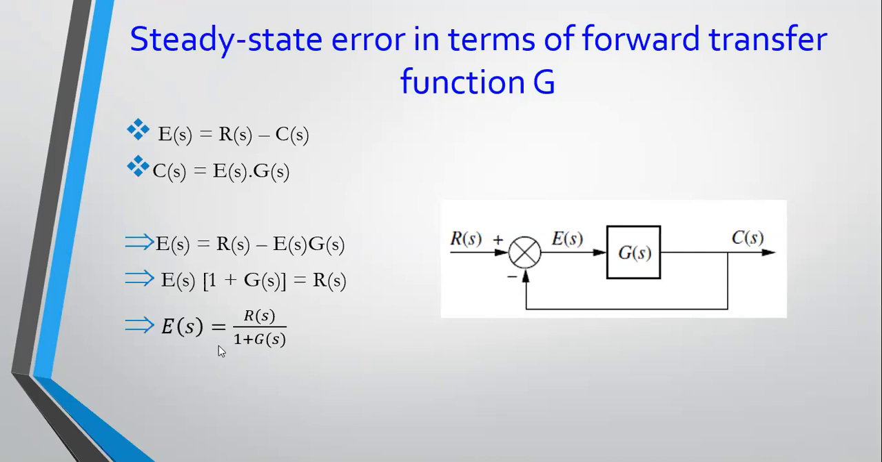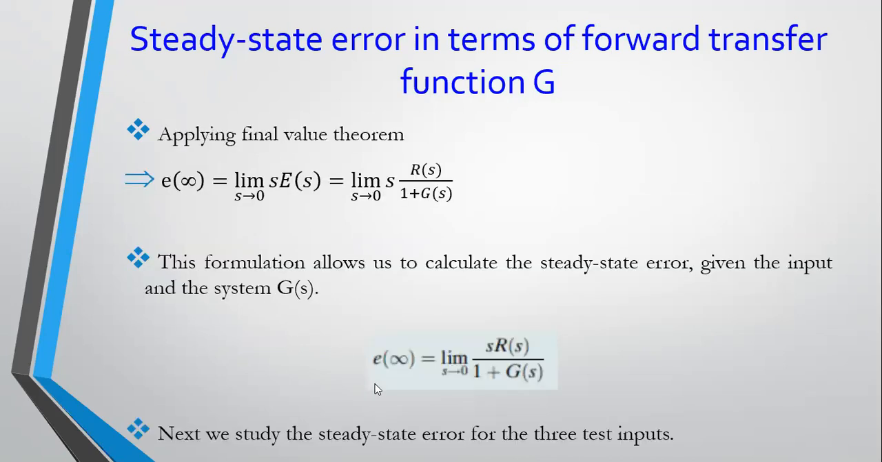In this formulation, your error is dependent on the type of input you're choosing and the configuration of the system. So let's start by first analyzing what influence the input has. Of course, you will apply the final value theorem just like we've done earlier, same formulation.